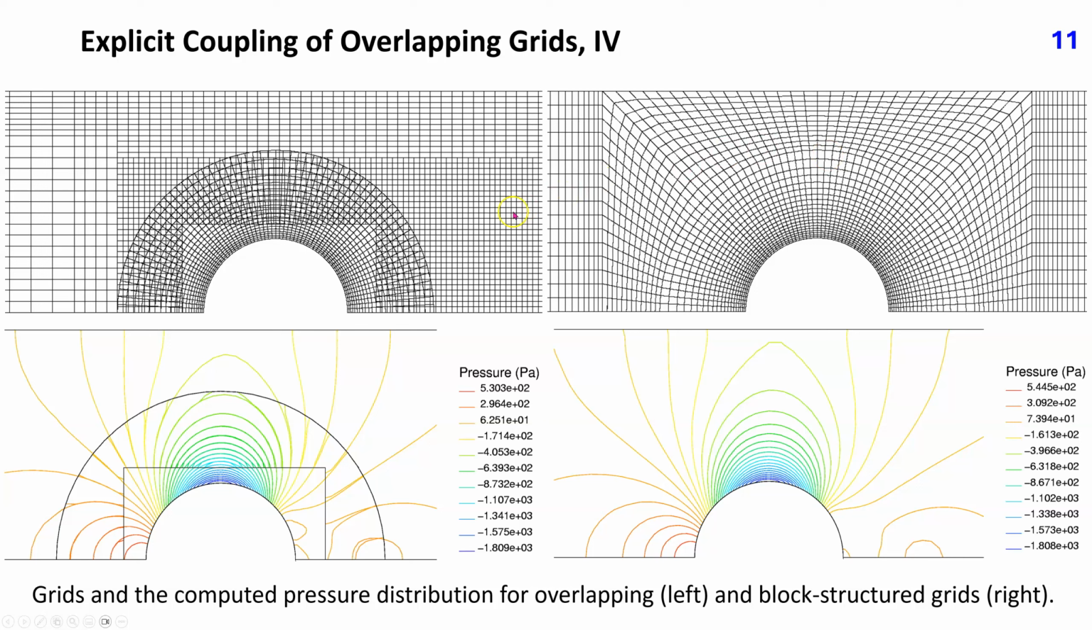The plots below grids show the isobars computed on the respective grids. The results are very similar, although not identical. The maximum pressure at the front stagnation point is slightly higher on the block-structured grid, while the minimum pressure on top of obstacle is practically the same. Pressure contours in the overlapping zone from both grids fall on top of each other, except in the obstacle wake, where a small offset is visible.